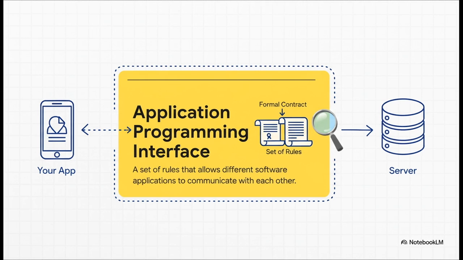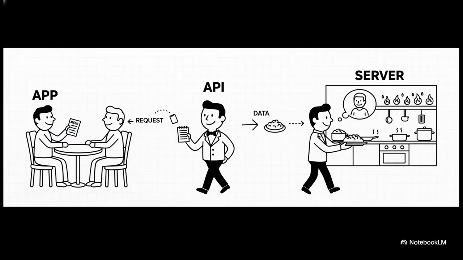Now, that's the textbook definition. It's the official contract, the set of rules that lets different pieces of software talk to each other. But a definition like that can feel a little dry, a bit abstract. So let's make it way simpler.